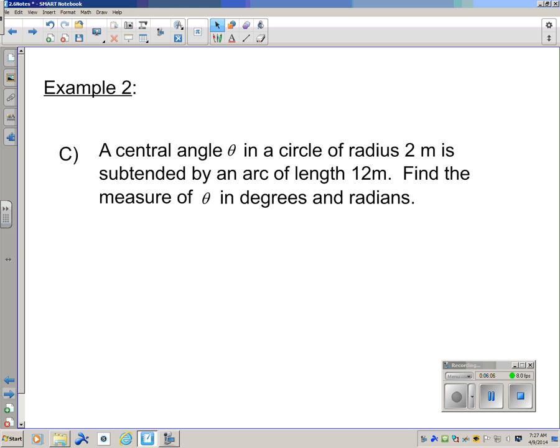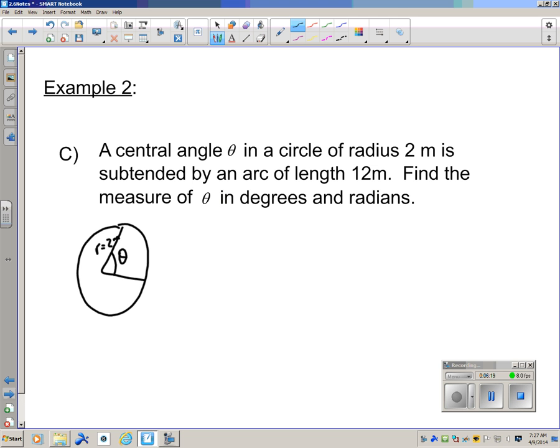And then we're going to do one of these as well, where you've got a subtended angle. It helps to draw a picture out here. So you've got a central angle here of theta. The radius here is 2, and it's in meters. And the arc length is out here. It says it's 12 meters. And we're supposed to find the measure of theta.